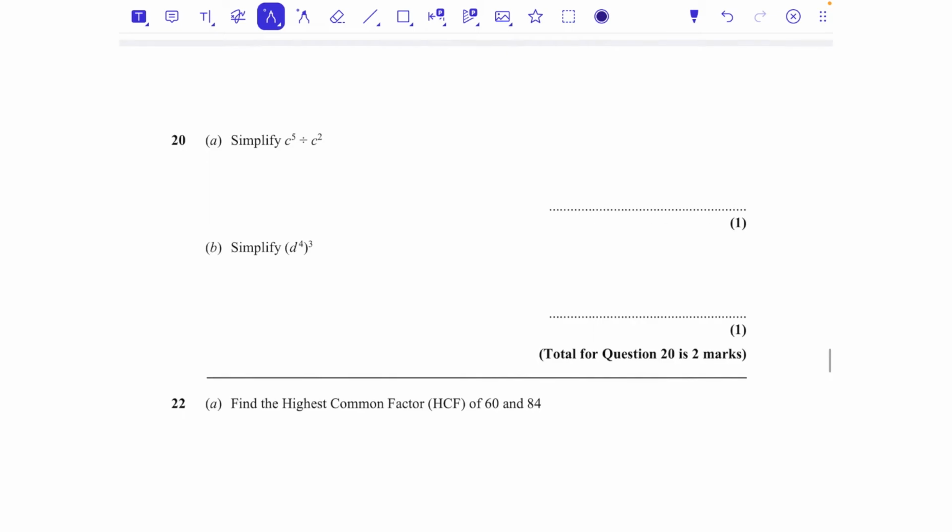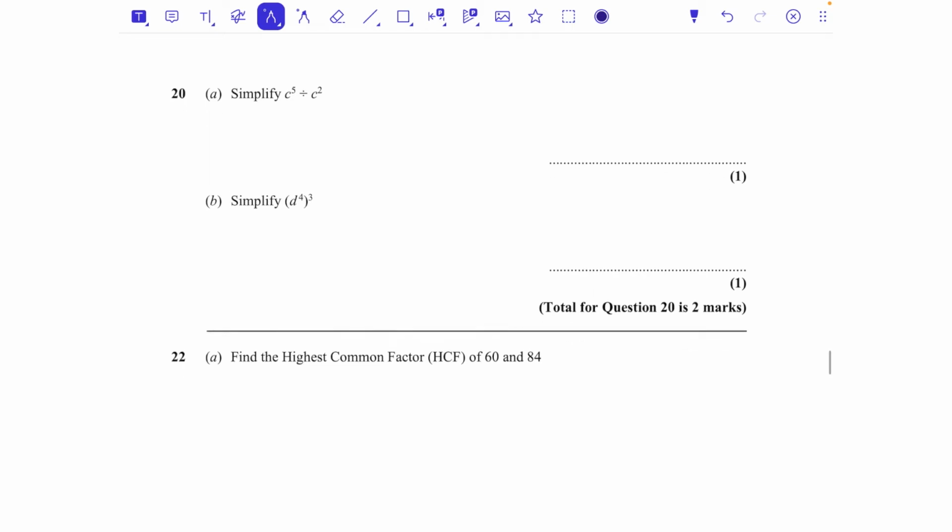Okay, question number 20. Simplify c to the power of 5 divided by c squared. When we divide, we take away the powers. I'm doing c times c times c times c times c for c to the power of 5, and I'm dividing it by c times c. So that's going to cancel out, and that would be the same as c cubed.